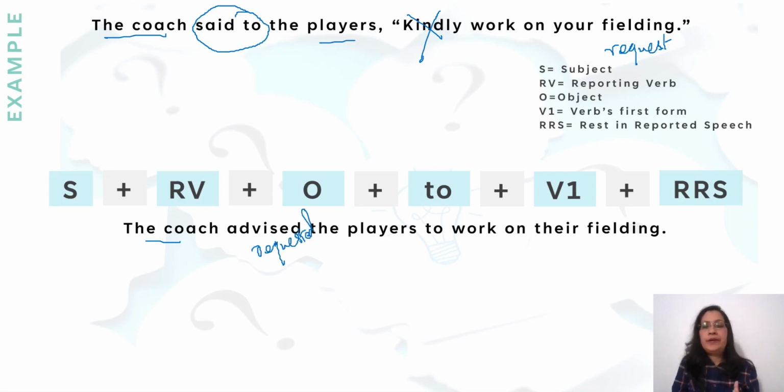The players to work changes to work on their fielding. Your is second person, changes according to the players, which is the object. So for players, we are using their, the pronoun their fielding. So this is the entire change. Now moving ahead.